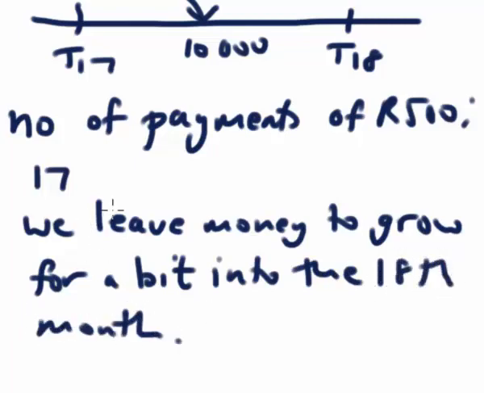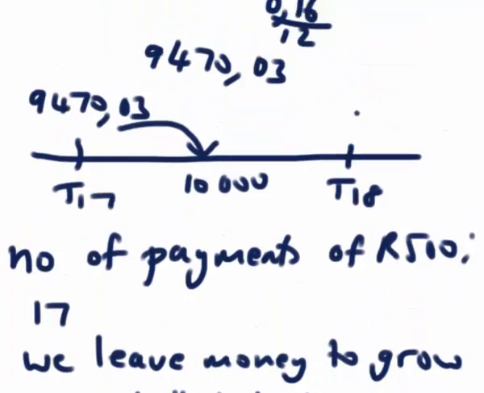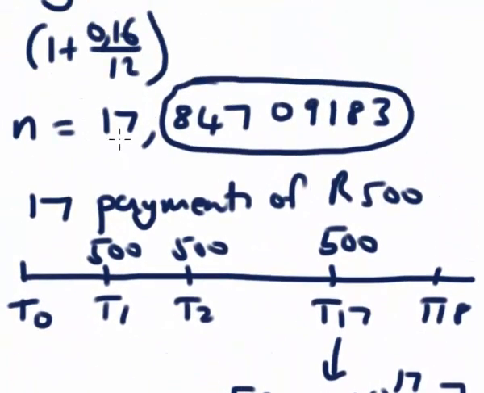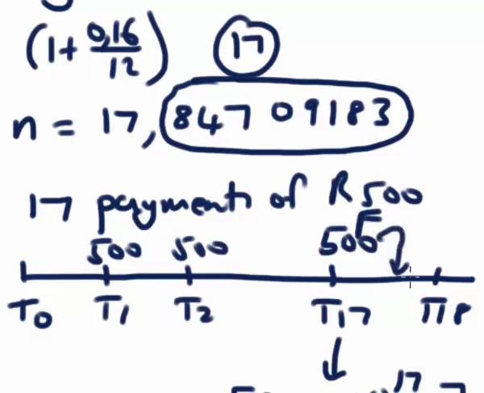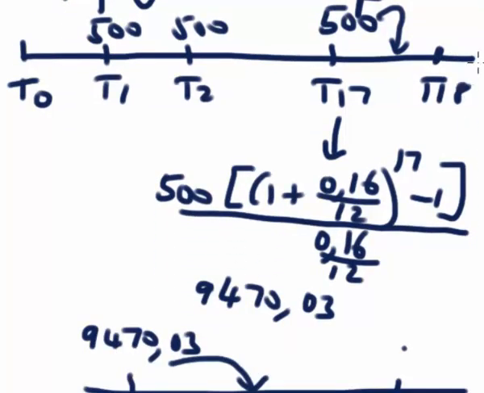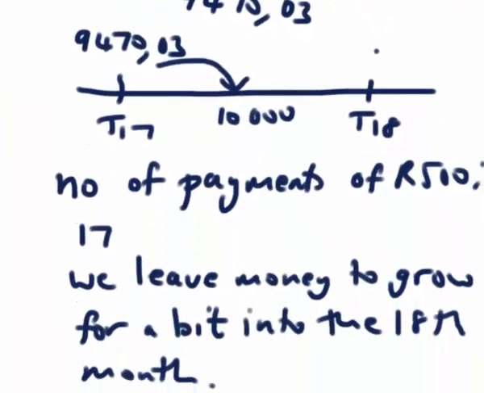And so there's 17. How many payments? There's 17. You don't round up. People, be very careful with this. You're not rounding up or down. There's not 18 payments. There's 17 payments. And when you get there, the future value, the money you saved, grows for a little bit to make up the 10,000. You'll see if you go to T18, it's going to be way more. You can actually work it out there. So just be careful of that.